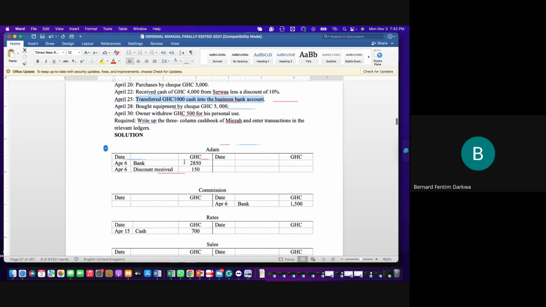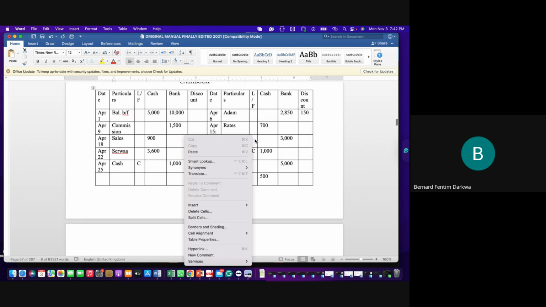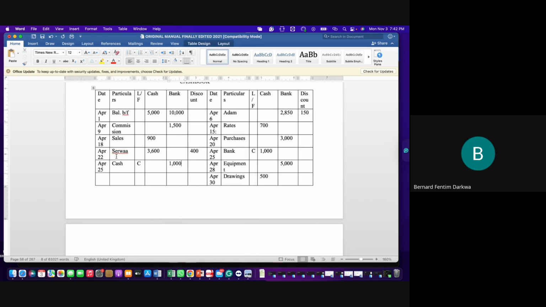What about the 25th? So let's see. The 25th. You come here. There will be 125 at the debit side, 125 at the credit side. So let's say 25th. One is here. So cash. A bank received from cash. So now we are transferring cash to bank.